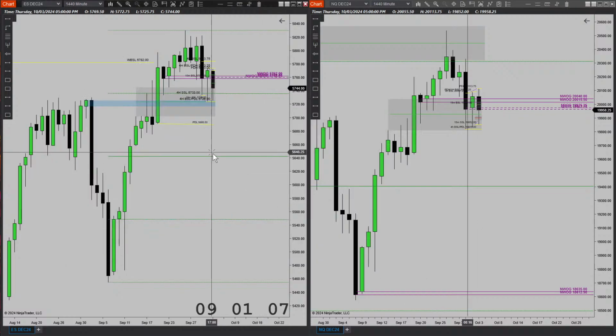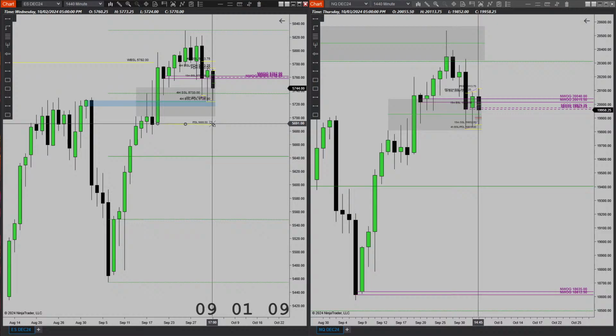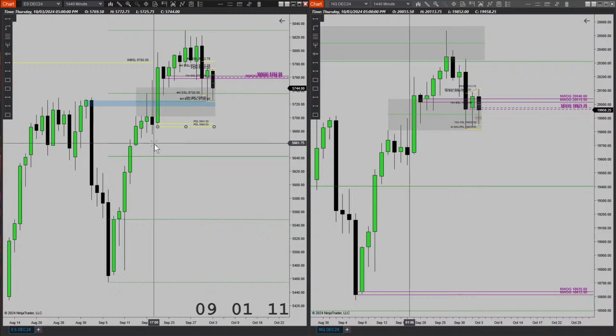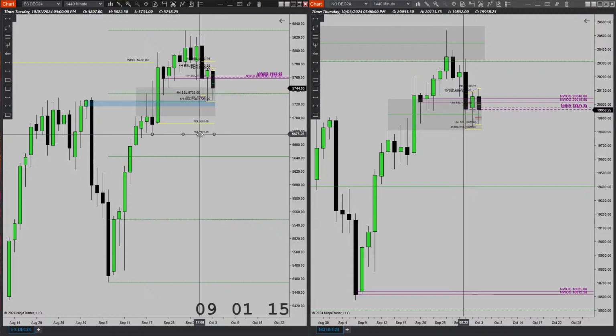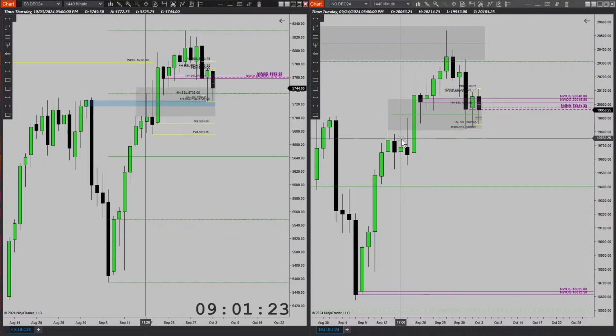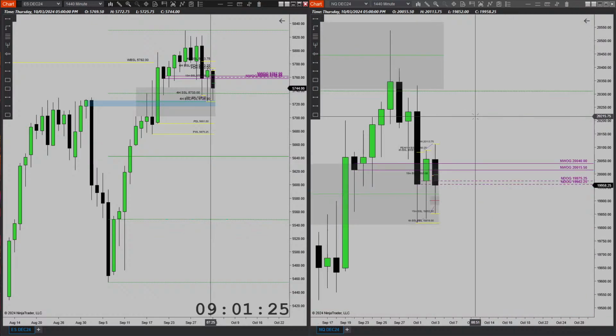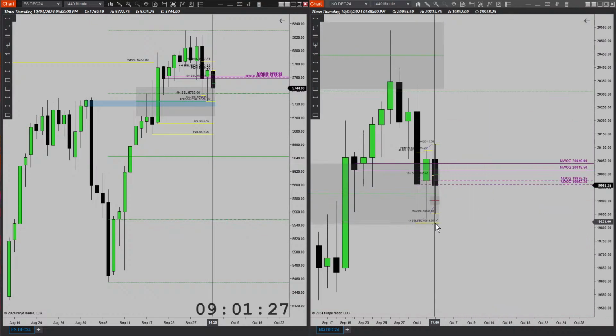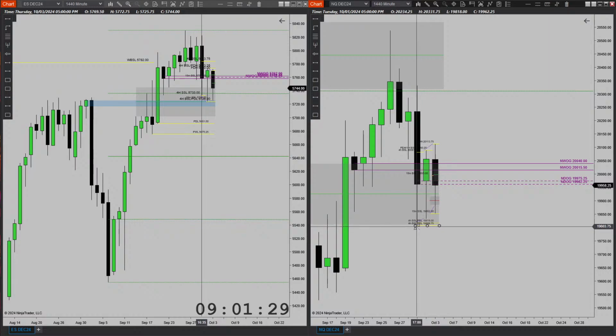Okay, so today is October 3rd of 2024, and I'm just going to be going over our weekly outlook. Not weekly, daily outlook, as well as the previous day's price action.